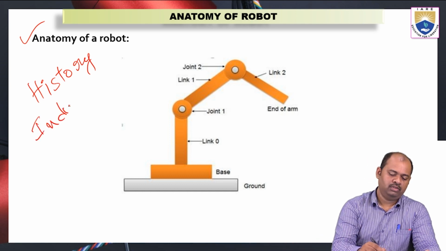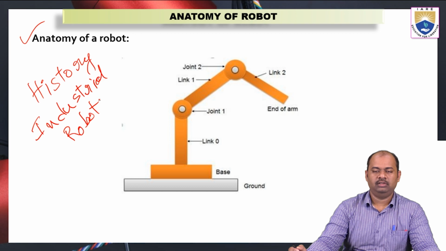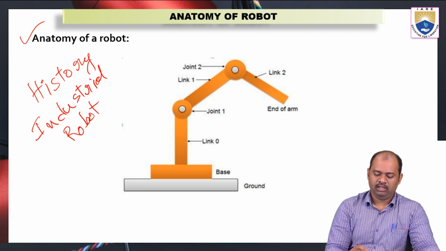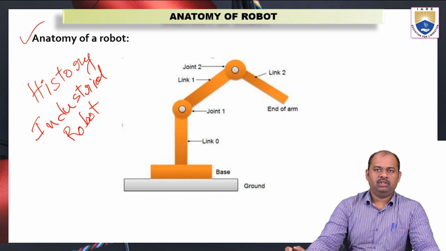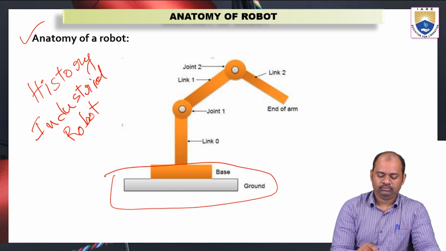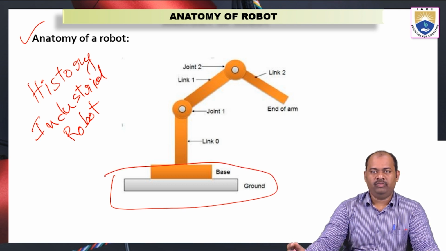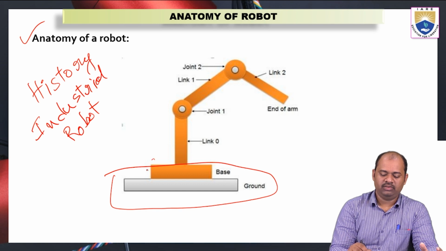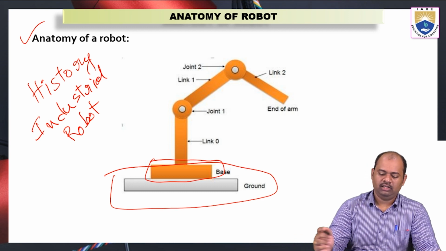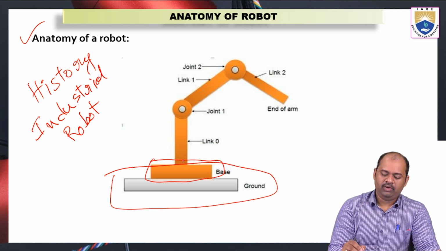Industrial robots. As you can see in this picture, any industrial robot will be like this. It will have some parts. Now we'll see what those parts are in detail. Any industrial robot will have a ground on which the base of the robot is fixed. Now this part is fixed on the ground. This is the base part which does not move, it is static. And then on this we will have a link.